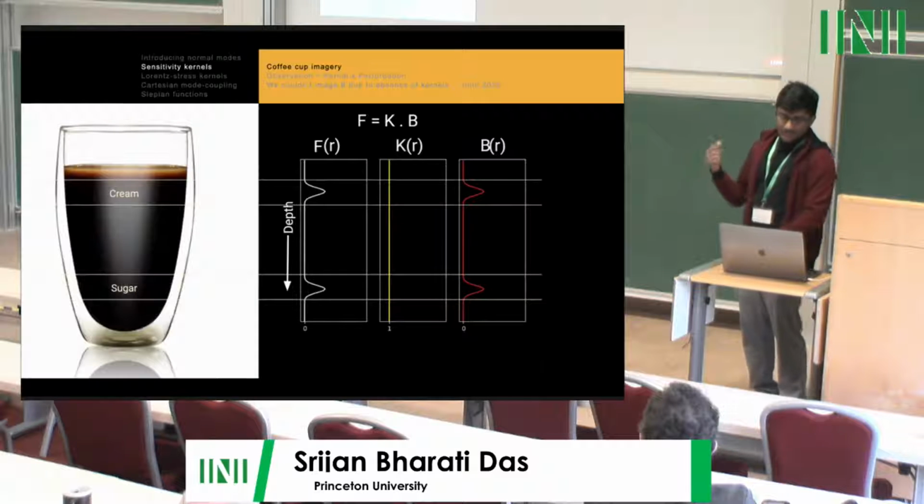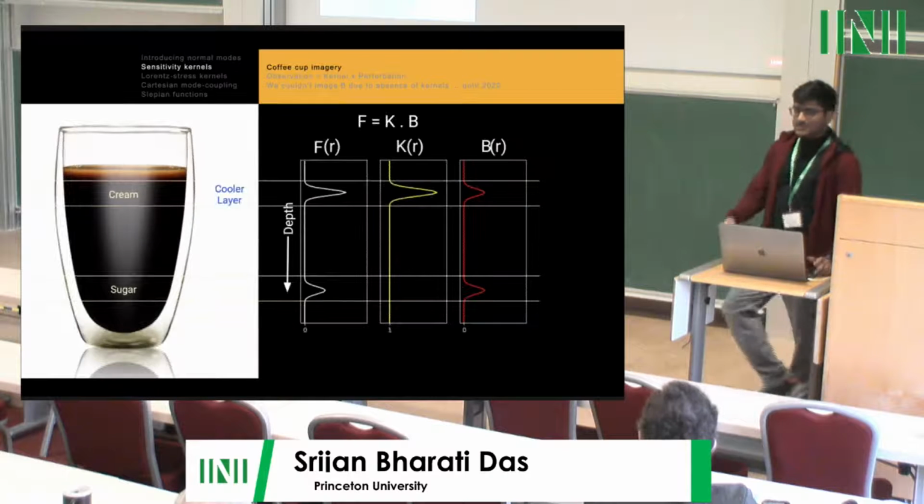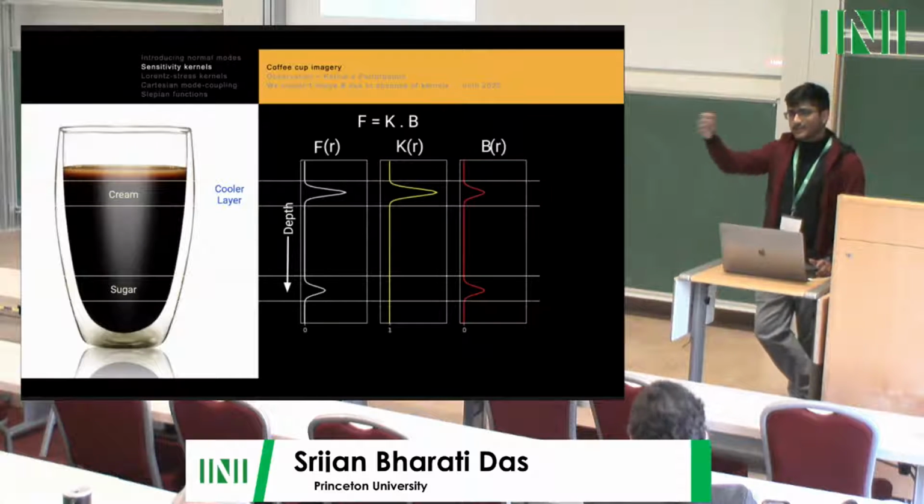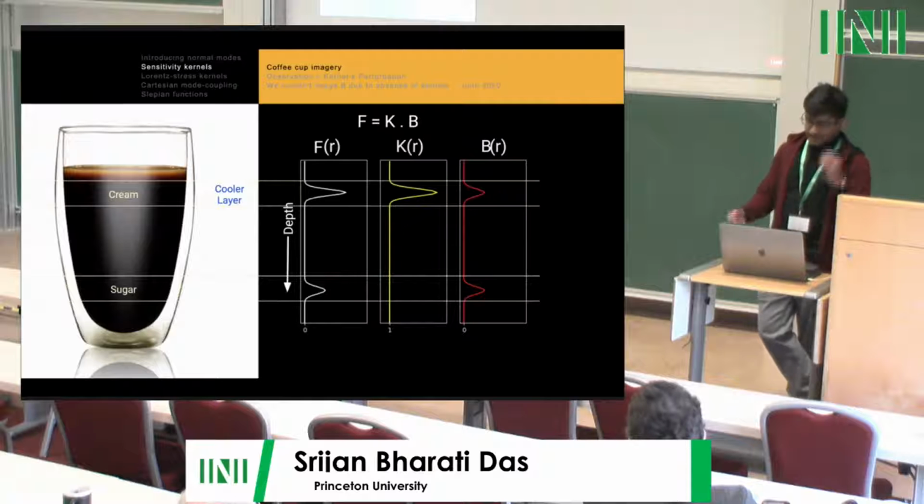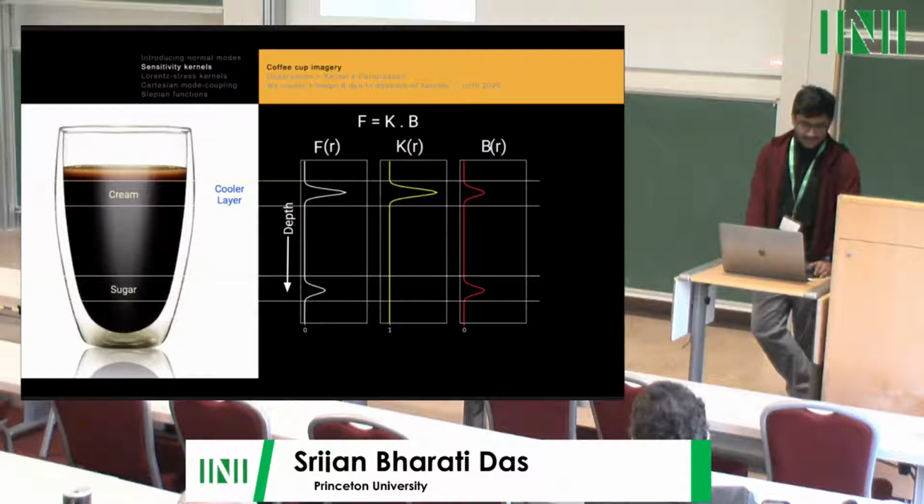But then usually what happens is the kernel is not constant across depth. So maybe there's a cooler layer. So your kernel will start having a higher sensitivity near the surface, which is the case for the P modes that we'll be using. So in our case, the coffee cup, of course, is the sun.